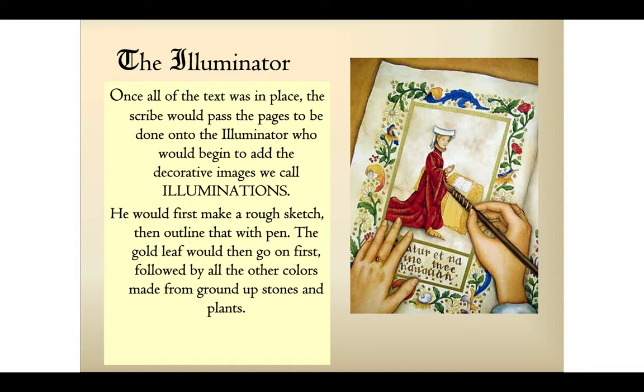Interesting. So the illuminator would make a rough sketch before they decided to outline that with pen. The gold leaf would go on first, and then all of the colors that were made from ground up stones and plants and natural materials would follow that gold leaf to get that extra detail in that art piece.